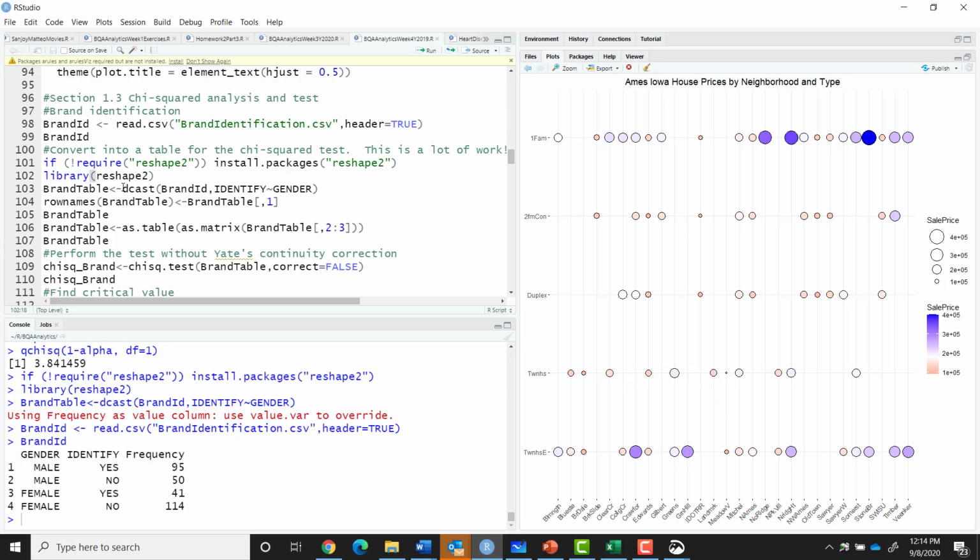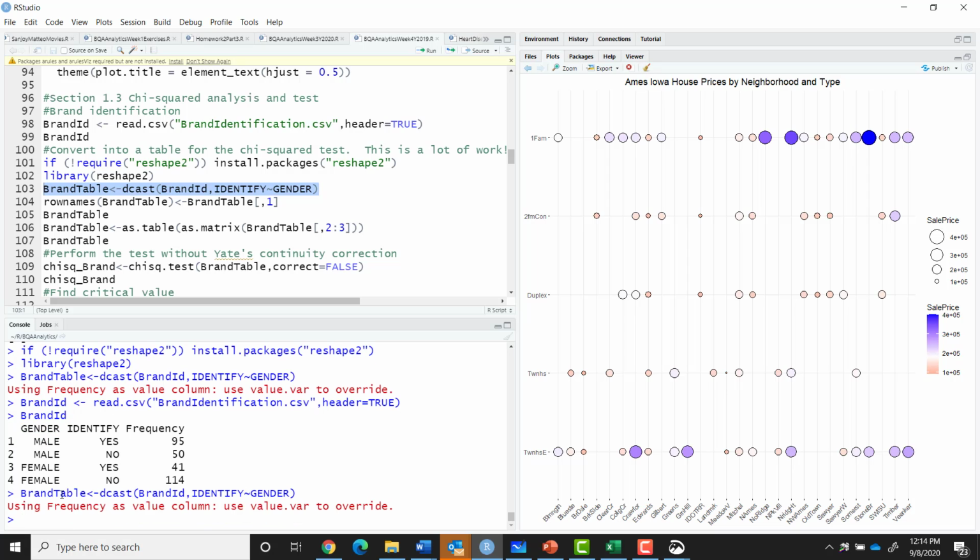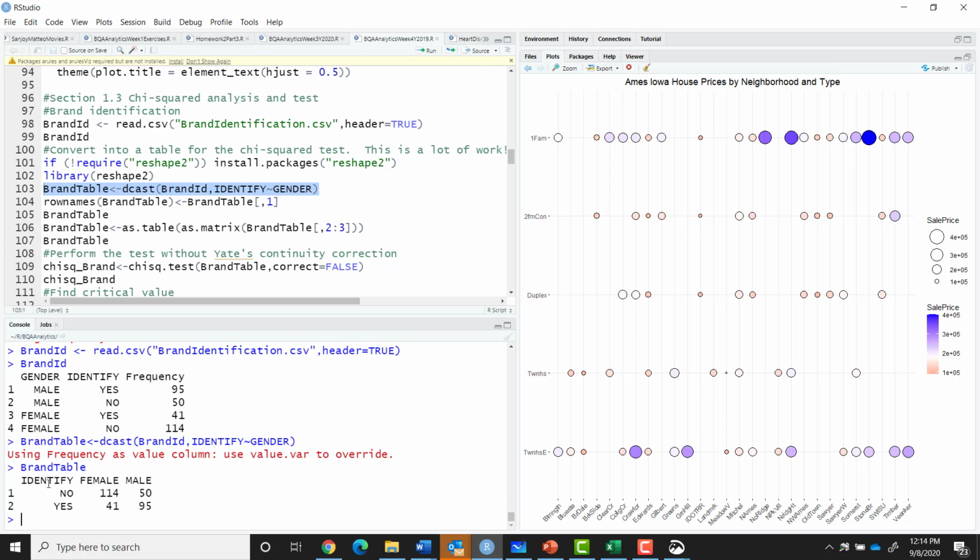Now we're going to use a function called dcast. What dcast does is take this data set and create a table based on identify and gender. We've got identify, and again it's our formula squiggle and gender. We can see here what this does. We have identify, no or yes, and then we have the brand ID, female or male.